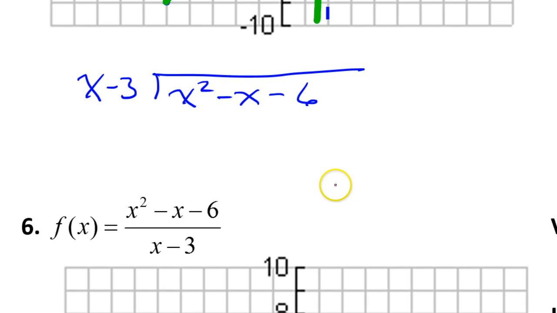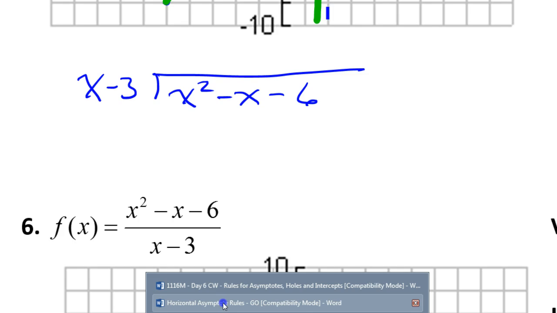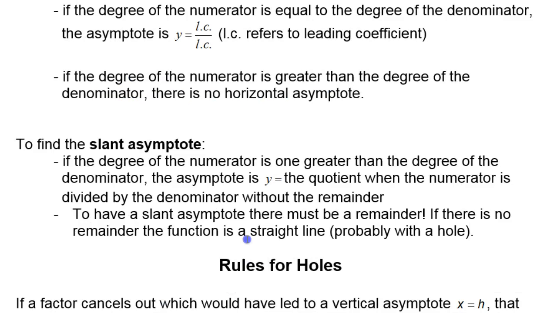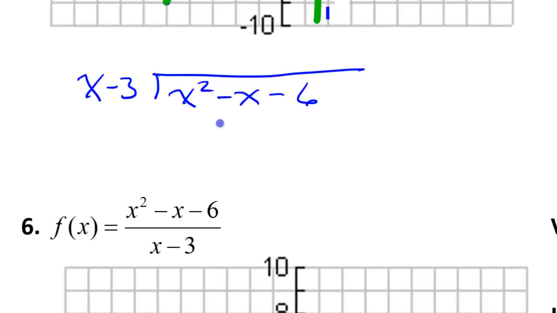So I didn't want to confuse you with this before, but new rule. Let's see, where are my rules? To have a slant asymptote, there must be a remainder. If there's no remainder, the function is a straight line, probably with a hole. So let me show you what I mean.